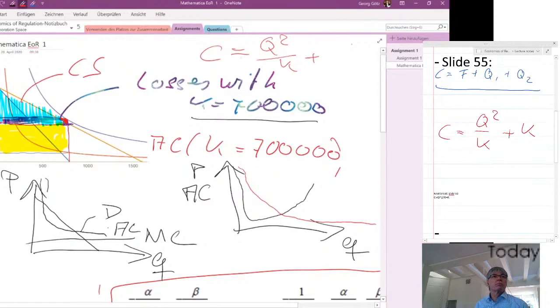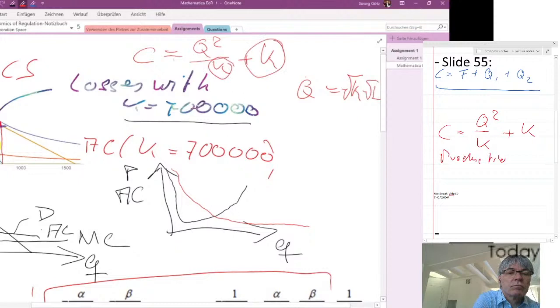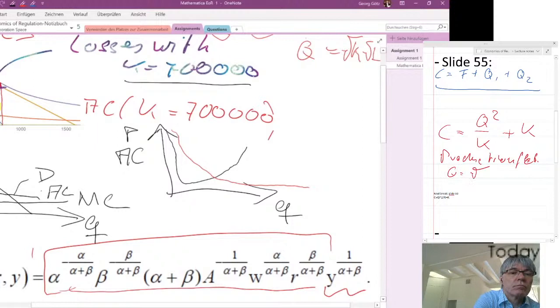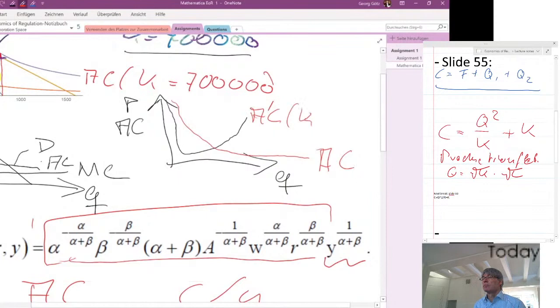And this was the result of Q is equal to square root K times square root L. The only point I want to make is that this K determines how these average cost curves are different. Actually, I couldn't draw it much nicer in Mathematica, as I showed you, but these are different average costs where the shape of the average cost curve really depends on the respective K here. So the one is k0 and the other is k1.